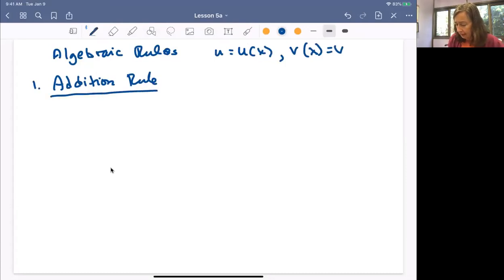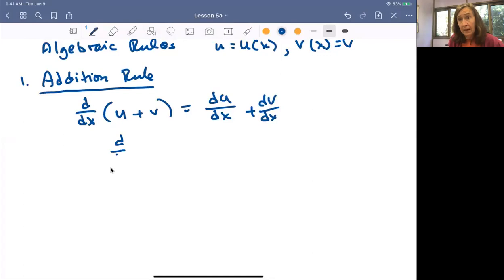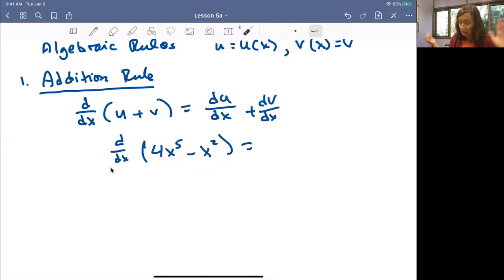Addition rule is great. It says that the derivative of a sum, u plus v, is the sum of the derivatives. Isn't that good? So that's going to let us take the derivative of a lot of polynomials. If we want the derivative with respect to x of 4x to the 5th power minus x squared, what this says is I can take the derivative of my u, 4x to the 5th, add it to my derivative of v, negative x squared. That's the derivative of the whole expression. So just really nice and seamless, just how you'd like it to be. So that derivative would be 20x to the 4th minus 2x. Isn't that great?